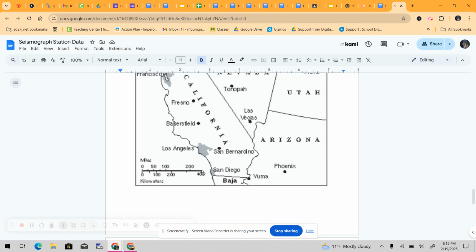So if we take our ruler and put 0 at 400, we can make a tick mark at a ½ inch. That will make 500. And then another tick mark at 1 inch, which will be 600. And then another tick mark at 1.5 inches, which will be 700 kilometers.